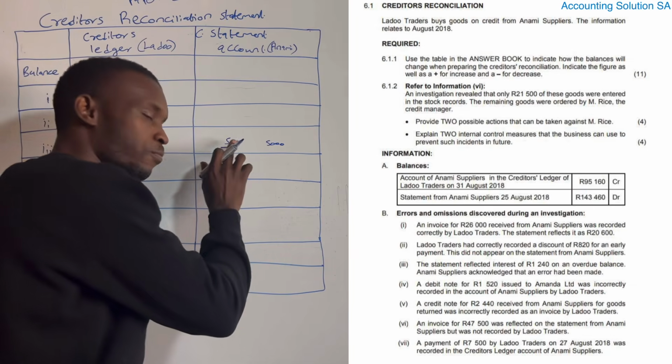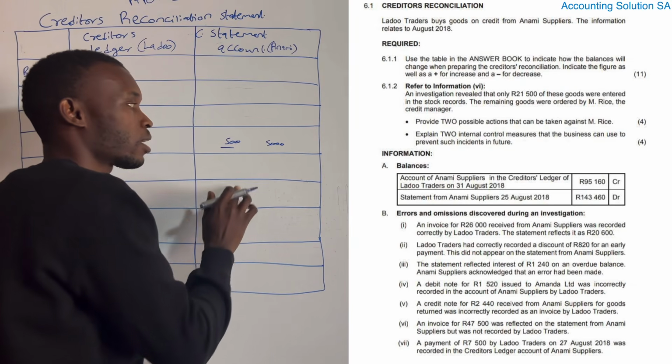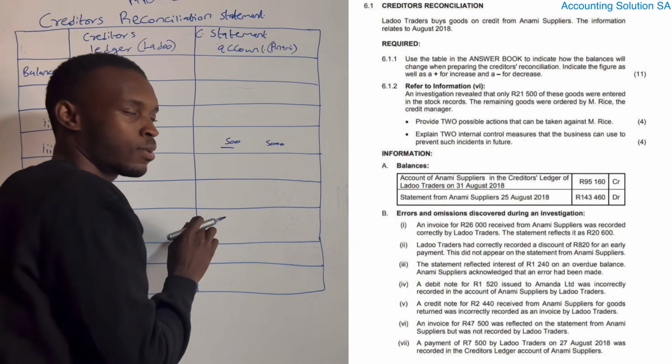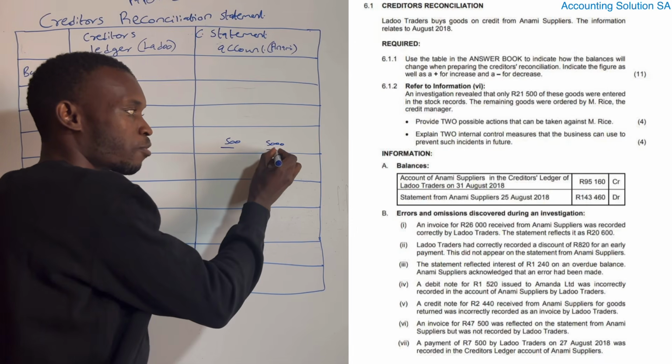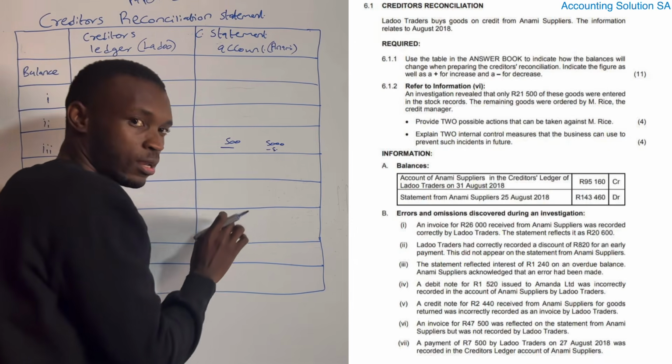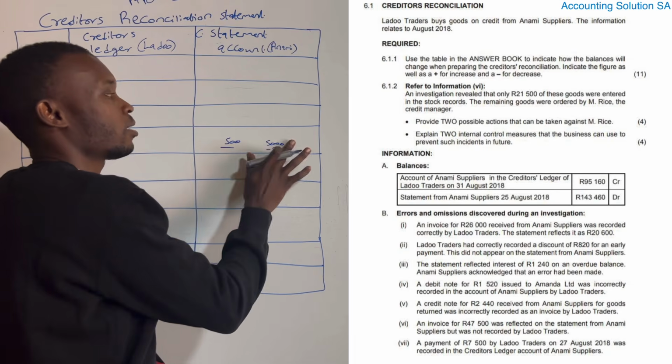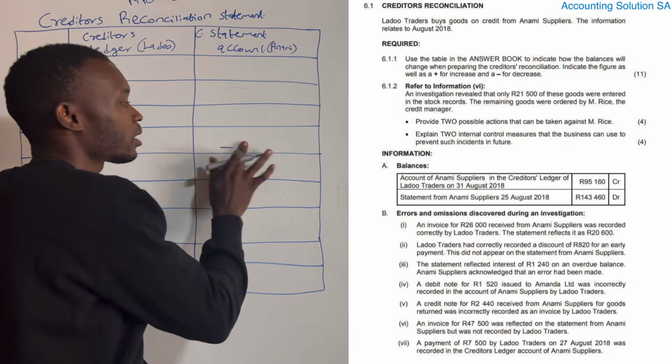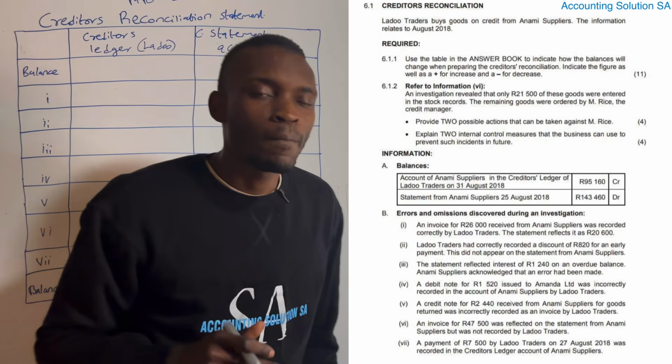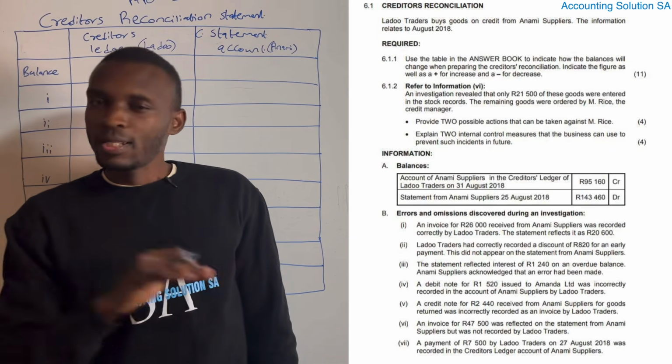That's the kind of mistake that can happen with creditors. We have to rectify this by doing what? Reversing 4,500 so that this side is left with 500 and this side is 500. That's where we can say that now our creditors reconciliation has balanced, just like that.